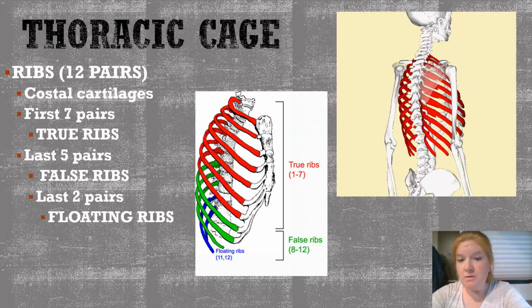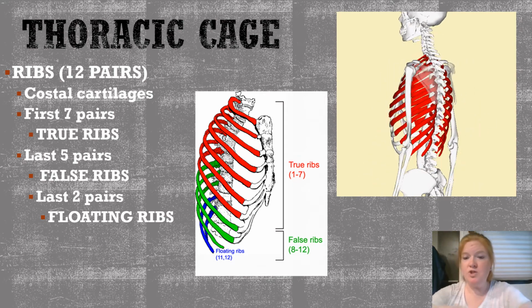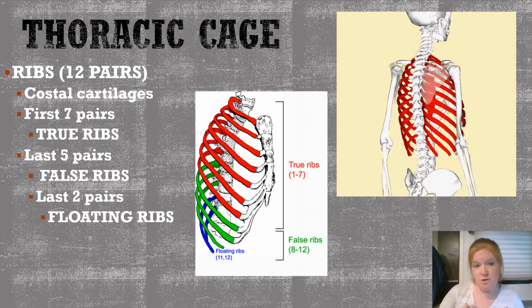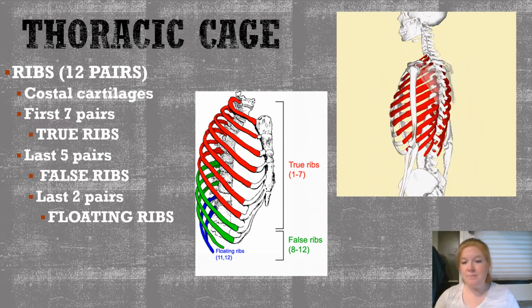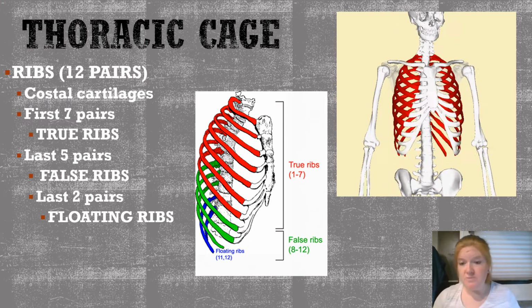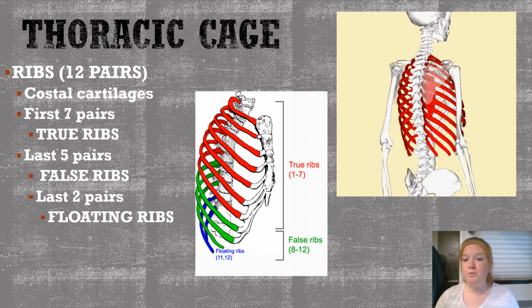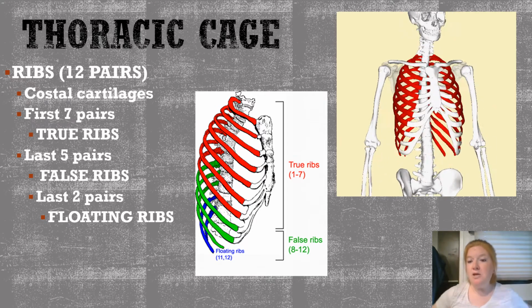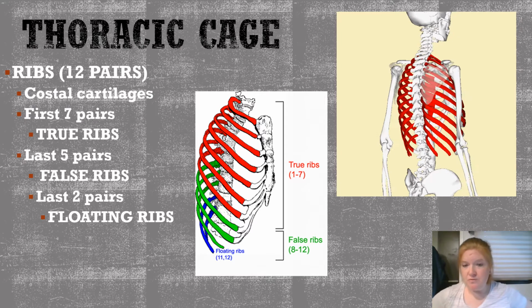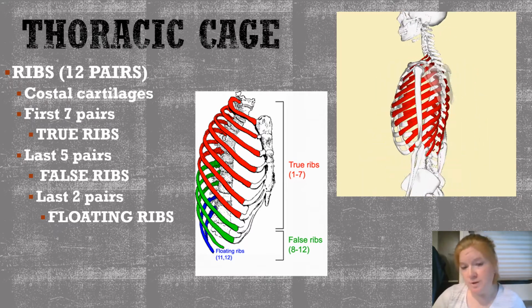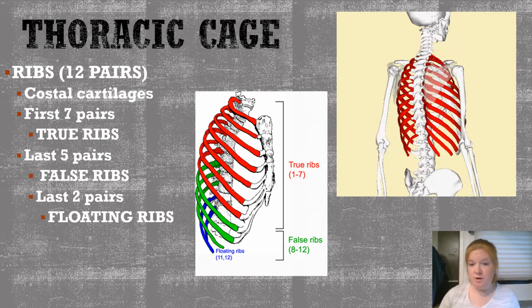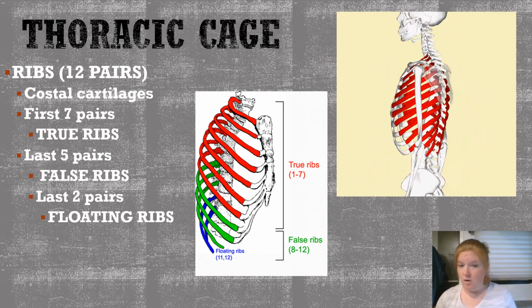Okay, also in the thoracic cage are your ribs. So you have costal cartilages that connect your ribs to the sternum. So the first 7 pairs of ribs, okay, you have 12 pairs of ribs. The first 7 are true ribs, meaning they attach directly to the sternum. Then you have the remaining 5 pairs of ribs that are called false ribs because they either attach indirectly to the sternum or they don't attach at all, okay?